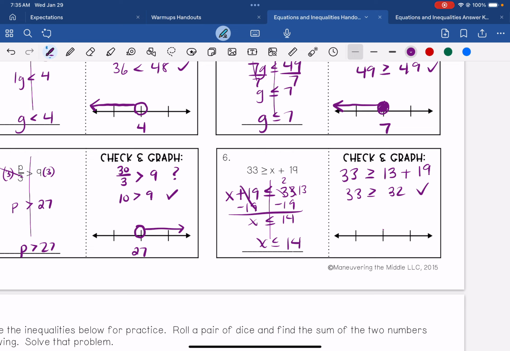For the graph, let's do a closed circle at 14 since it's less than or equal to. Remember, we're graphing this right here, okay? And since it's less than or equal to, it's gonna need to point towards all numbers that are less than or equal to, and an easy way, again, to check is to just draw that arrow through your inequality symbol and make sure that it matches on your graph.